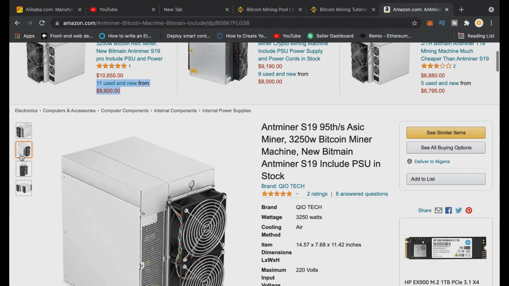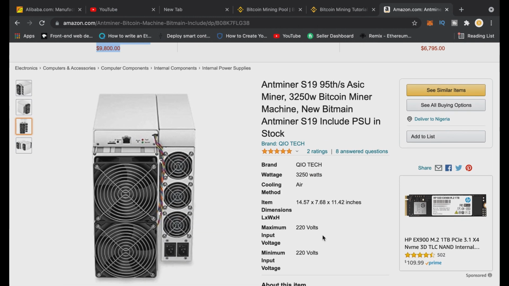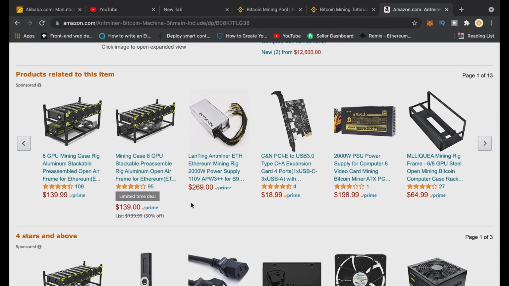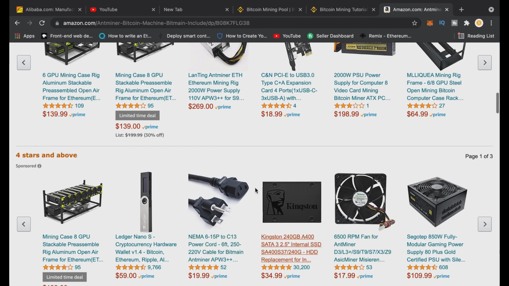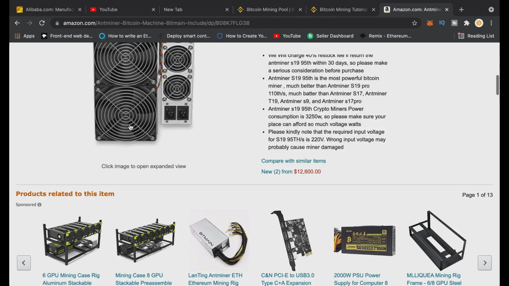So for those who wish to mine Bitcoin, here's a Bitcoin miner machine, right? From here you can just do 20 volts, and this is what you need to mine BTC. So you can just get this small guy. This is for an Ethereum mining rig, and you can actually mine tokens if you wish. Wow, this is expensive.